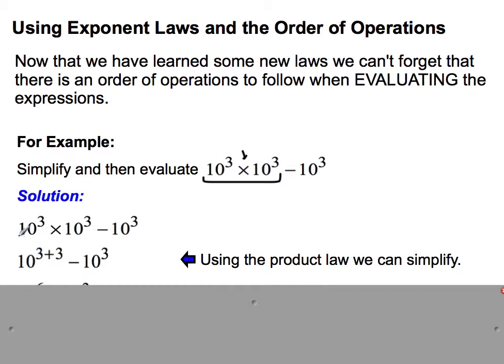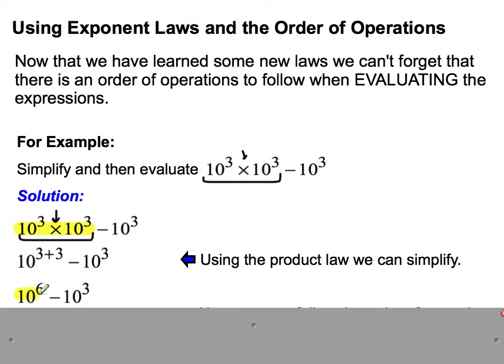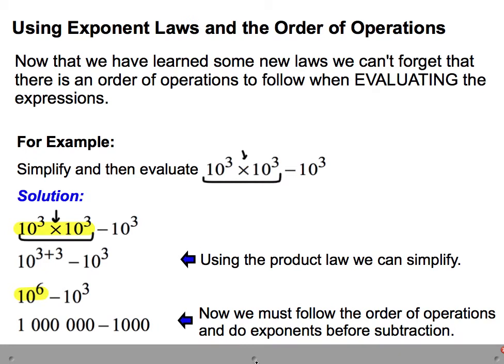So in this case, since I have two powers and I'm multiplying them together, I can take this in the order of operations. I'm going to simplify this to 10 to the power of 6. So that's how I get 10 to the power of 6. Now, I have not taught you a law that says when you subtract two powers, this is what you do. There's no law for that. So as soon as I see subtraction or addition, I know I have to go to the order of operations. So now I do order of operations.